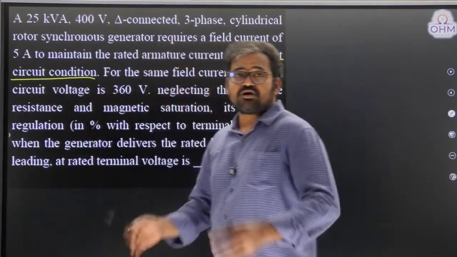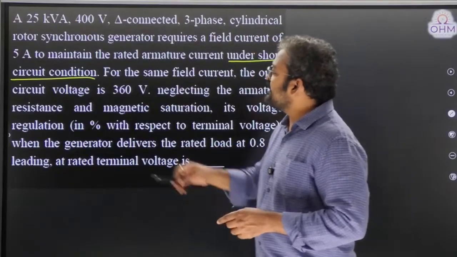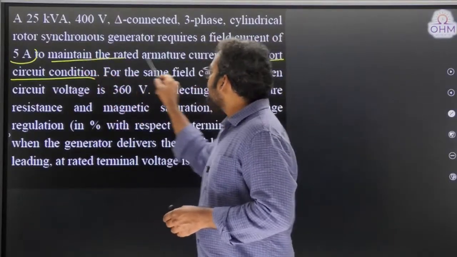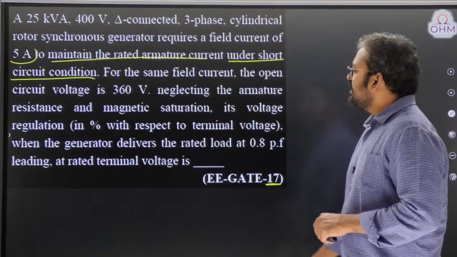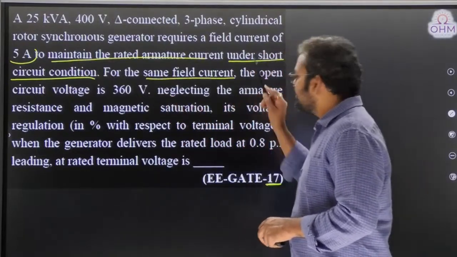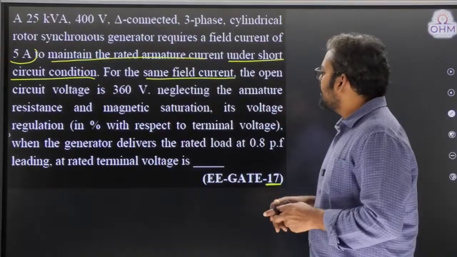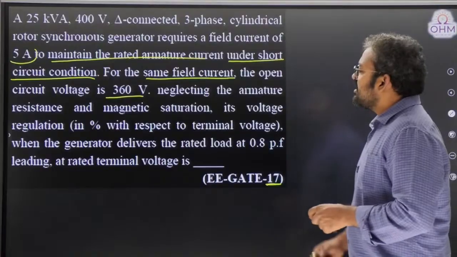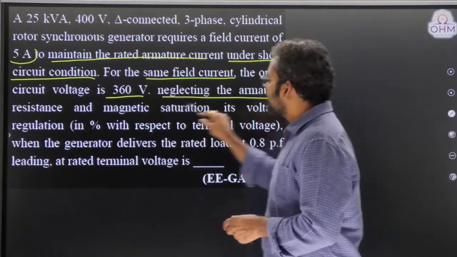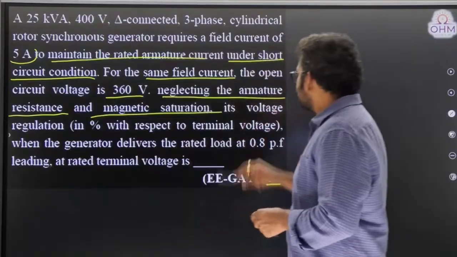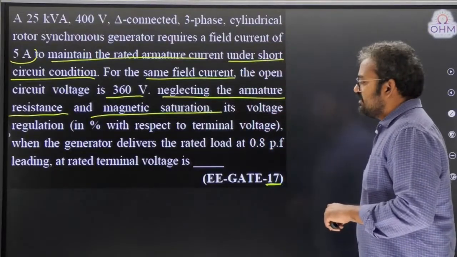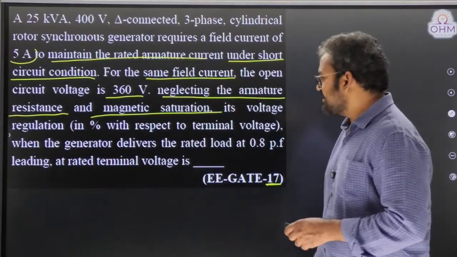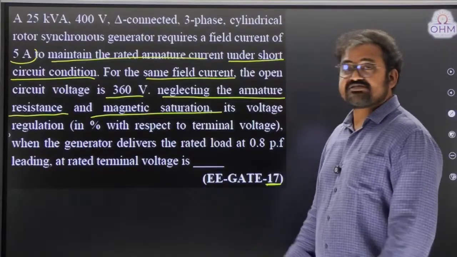So once again, short circuit data was given. 5 ampere field current is required to maintain rated armature current. Next, for the same field current, that means they are not changing the field current, the open circuit voltage was 360 volt. Neglecting armature resistance and magnetic saturation, what is its voltage regulation when the generator delivers rated load at 0.8 power factor leading at rated terminal voltage? This is a 2 marks question.